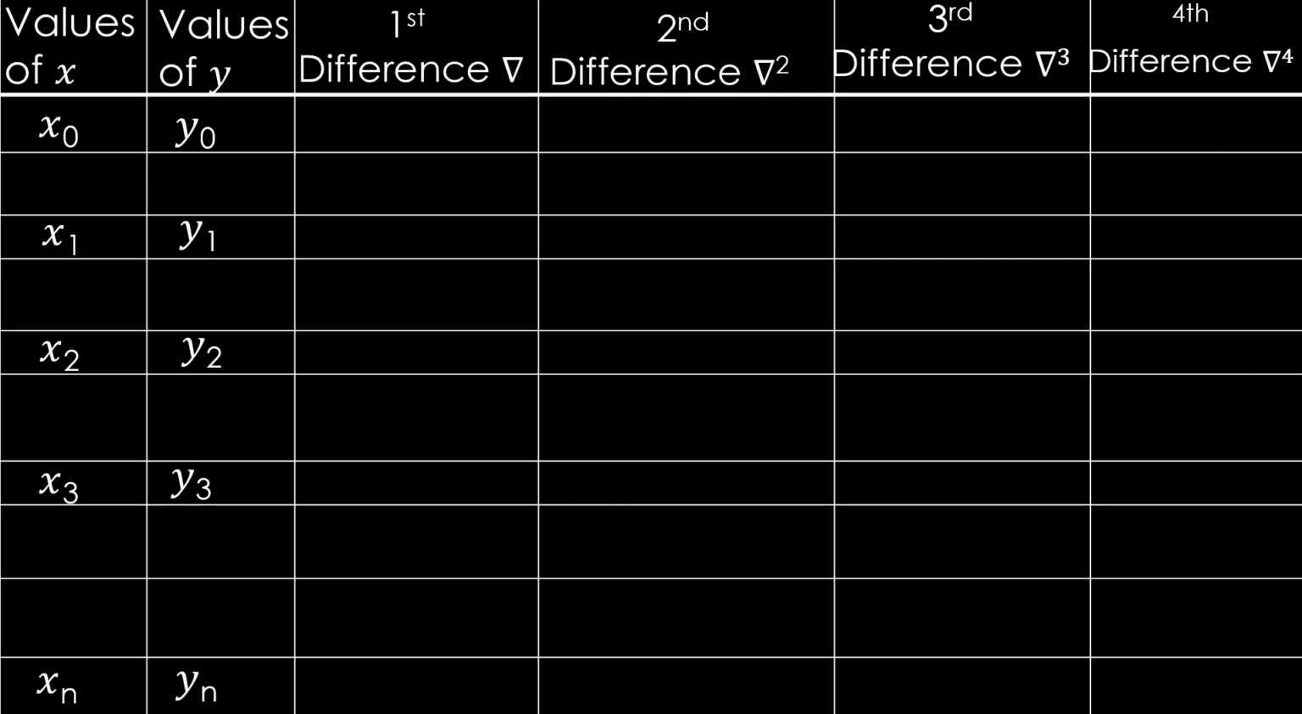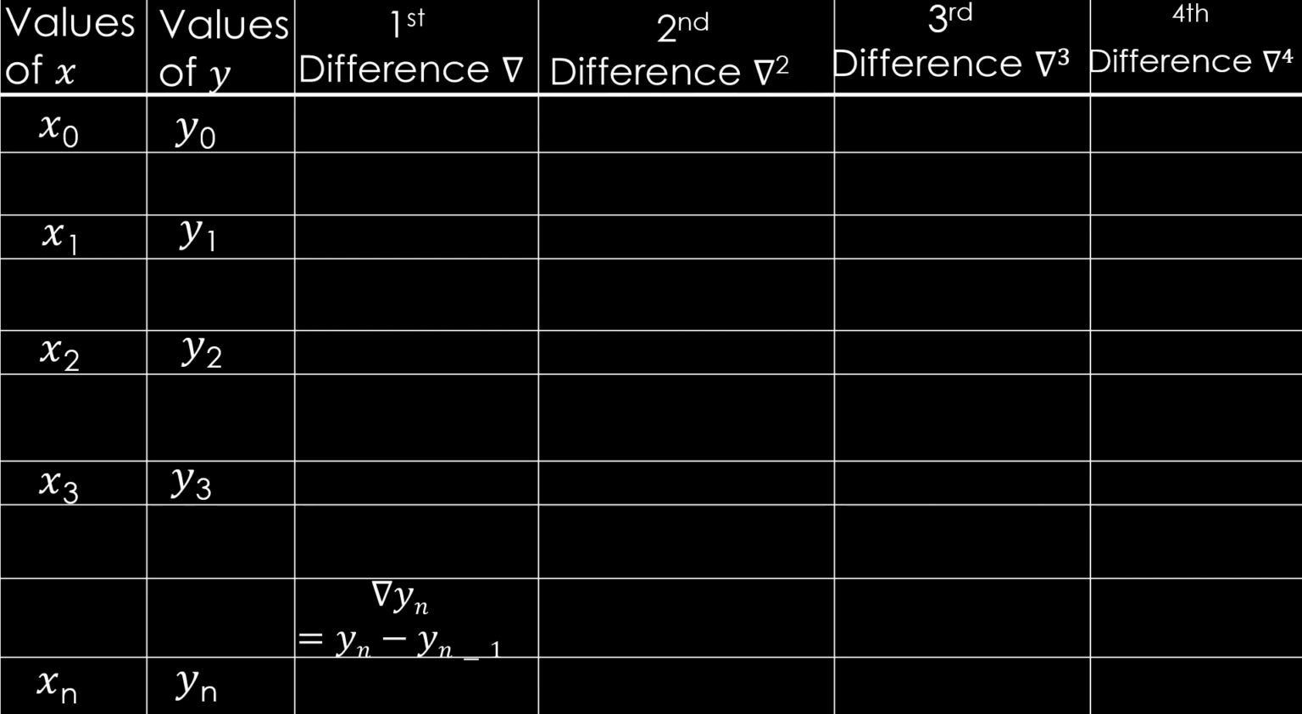Now you need to write the first difference. In the case of a backward difference table, the first difference is written starting from the bottom of the table, and that will be del yn is equal to yn minus yn minus 1, because del f of x is equal to f of x minus f of x minus h. So that is from the bottom of the table.